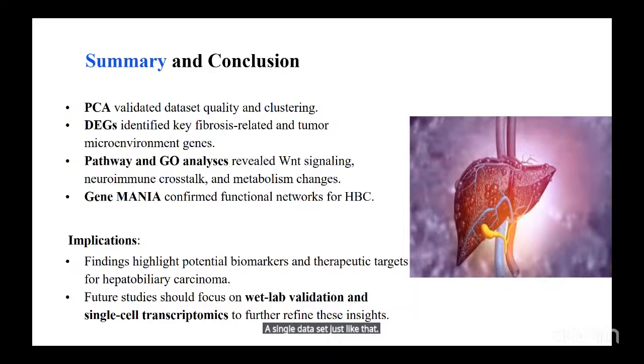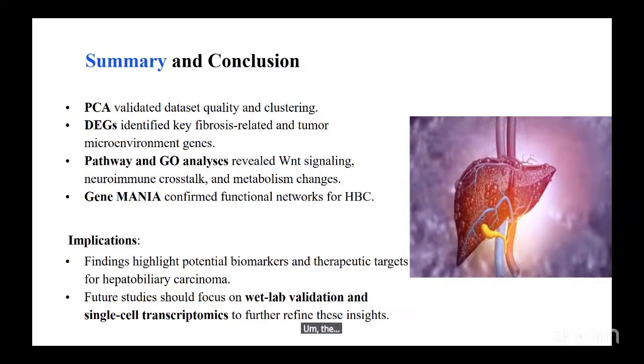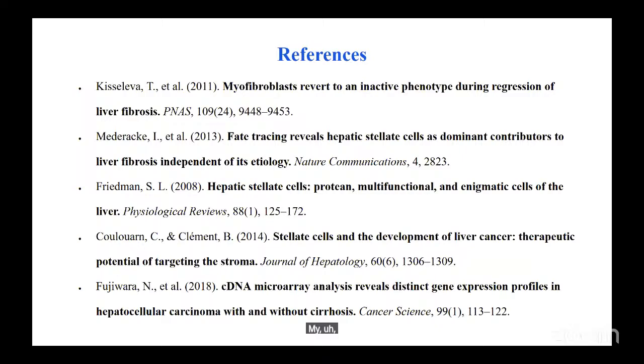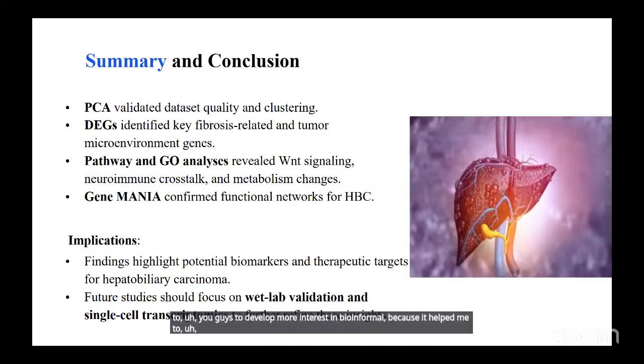The goal is not to master everything in a single day or one night, but to slowly become confident with the data we are pursuing, the tools, and the scientific interpretation. It entirely depends upon our perception. So my conclusion is for you guys to develop more interest in bioinformatics, because it helped me to ace a few opportunities, internships, etc.